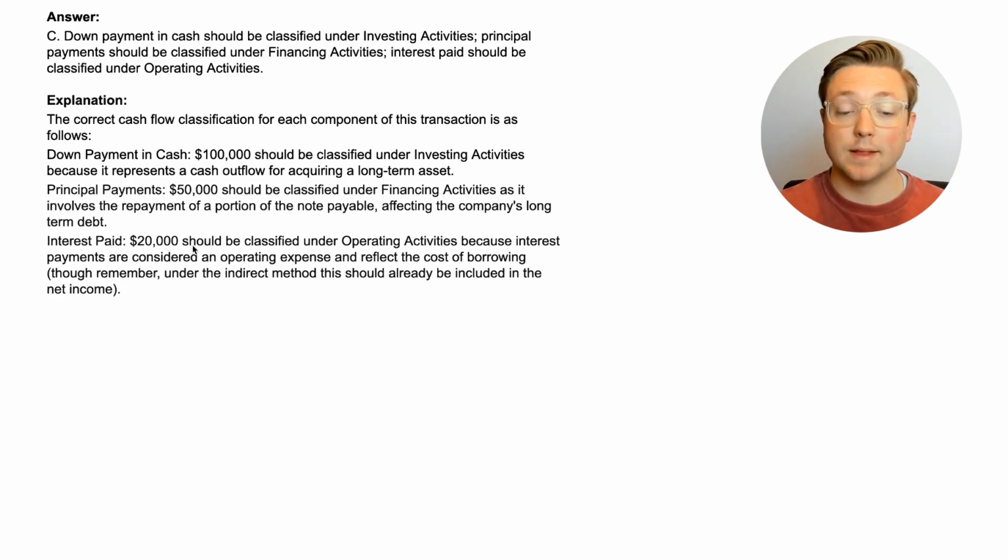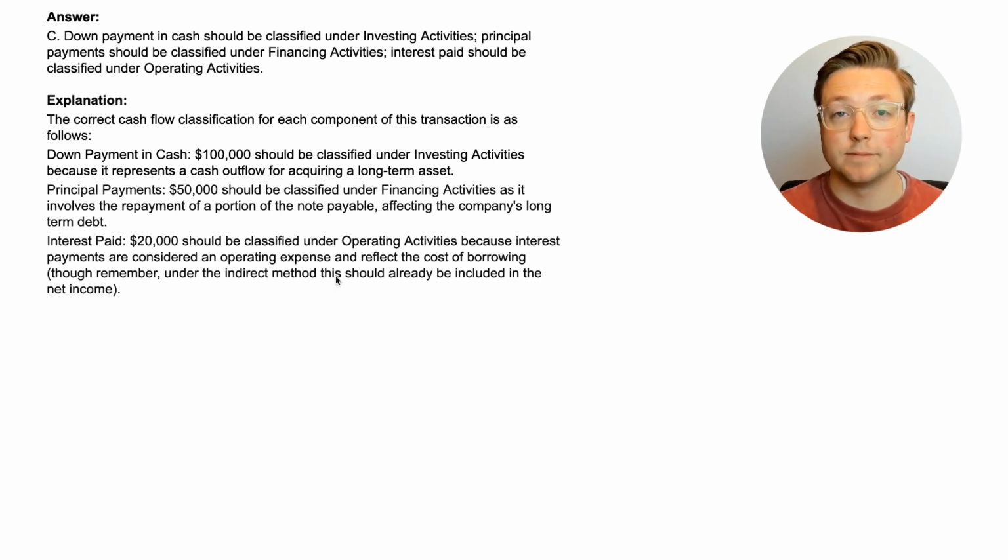And then the interest paid, that is considered an operating expense or an operating activity, and this is something that's typically included in net income. So under the indirect method, you don't really need to make an adjustment for this, but just know that it's not going to be included in investing activities or in financing activities. So again, the down payment is going to be an investing activity, the principal payments are going to be a financing activity, and the interest payments are going to be an operating activity.